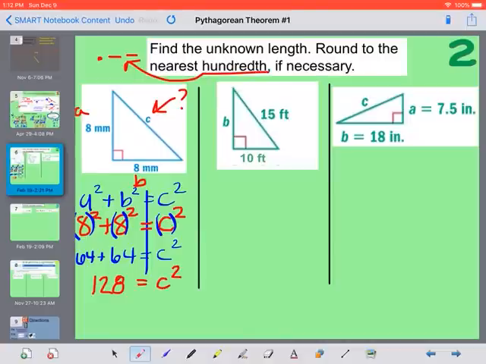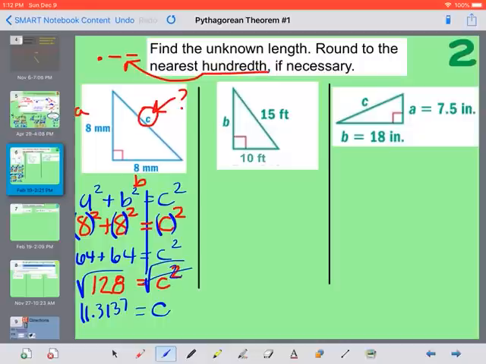So some people are going to stop here, but we're not quite done yet because c is not by itself. We want c, not c squared. So just like we did on the last couple of problems, to undo the square, we take the square root. So square root and a square eliminate. They're opposites or inverses. So now we have c, and I would need to plug in my calculator the square root of 128, which gives me 11.3137.